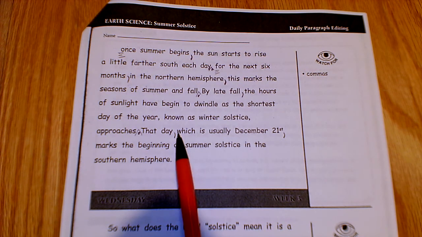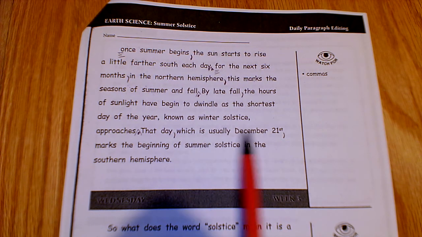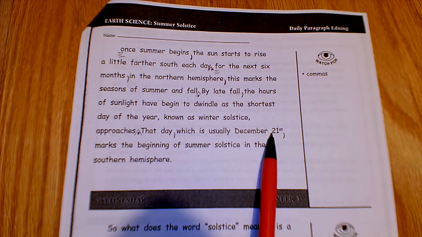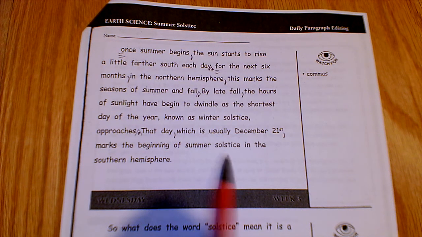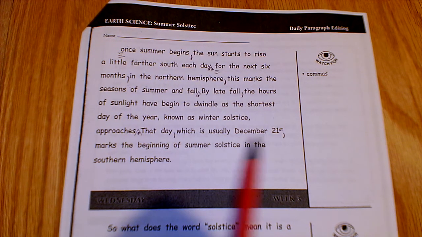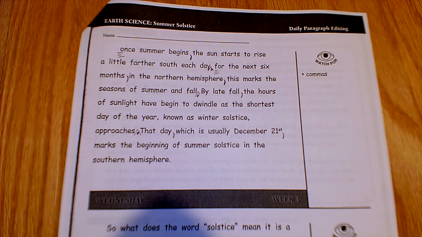Remember that these sections that we're marking off with commas usually can be taken out of the sentence, and the rest of the sentence will still make sense. That day marks the beginning of summer solstice in the southern hemisphere. This phrase could be taken out, and the rest of the sentence would make sense. That's why we've set it apart with commas.